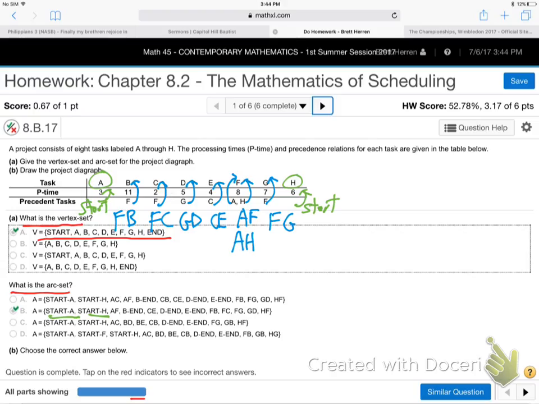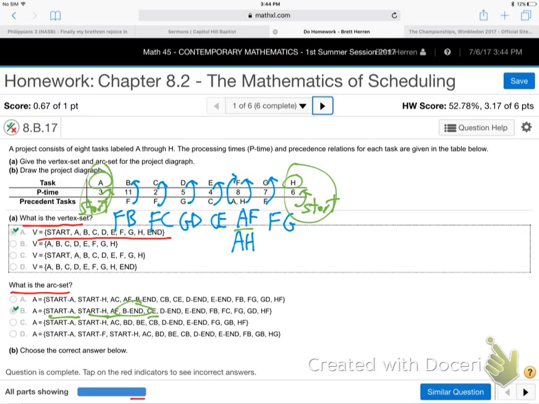A and H have nothing listed as a precedent task. So there's nothing before them, they are at the start. The start will point to A and the start will point to H. And then here's all the other ones we talked about. AF, right? Here's AF and CE. Oh, and I didn't tell you about the end. How do you know which ones point to the end? They have all these end ones in here.